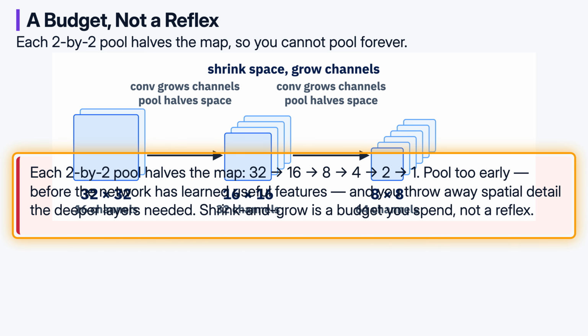Each 2 by 2 pool halves the map: 32, 16, 8, 4, 2, 1. You cannot pool forever. Pool too early, before the network has learned useful features, and you throw away spatial detail the deeper layers needed. Shrink and grow is a budget you spend, not a reflex.